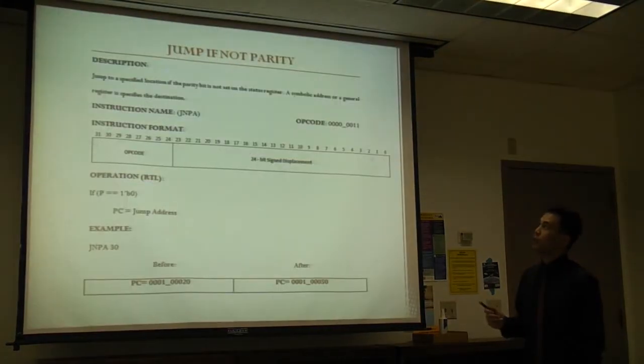We also have jump if not parity. Our opcode is 0000011. Same binary format as the jumps. Our RTL is if parity equals 0, then jump. Our example is right here. The PC changes.